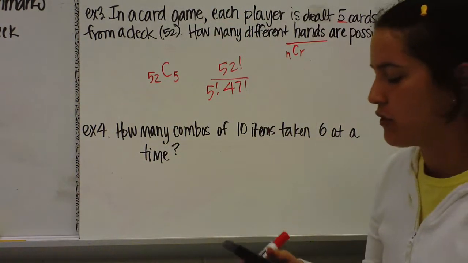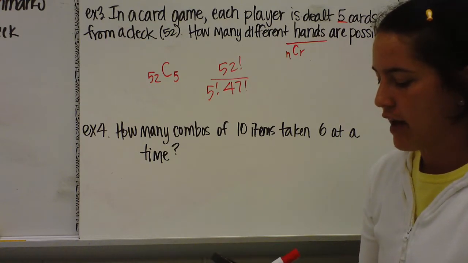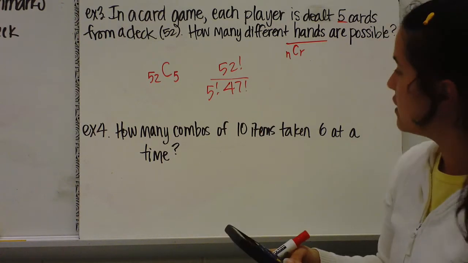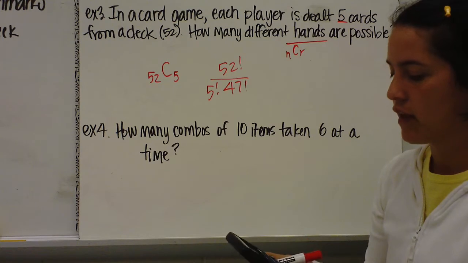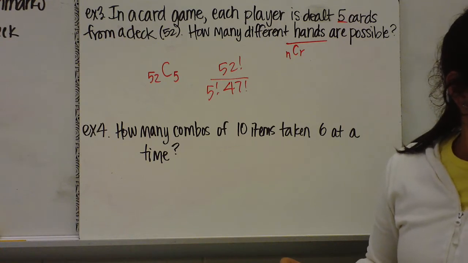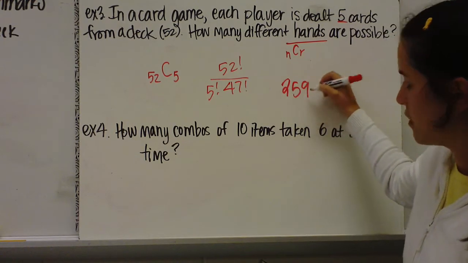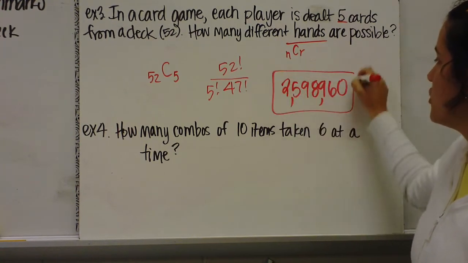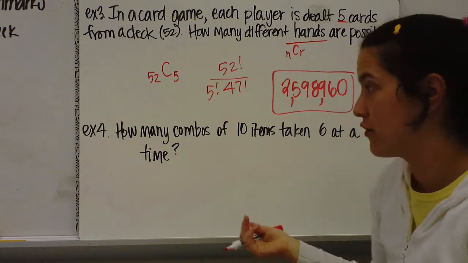Alright, so we type this into our calculator. 52 factorial divided by 5 factorial times 47 factorial, and we get, just want to double check, yeah, so 2 million and some change possible hands if you're dealing 5 cards from a deck of cards.